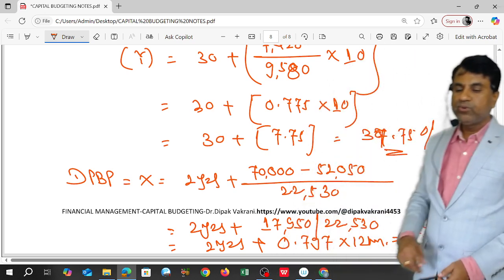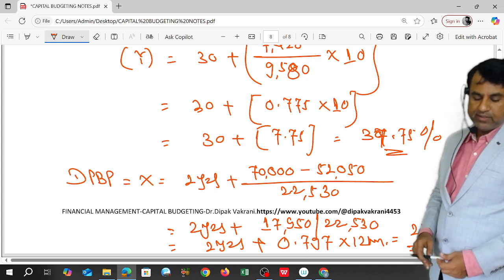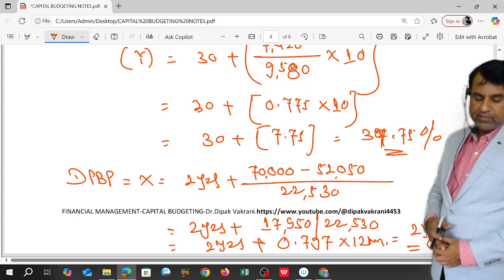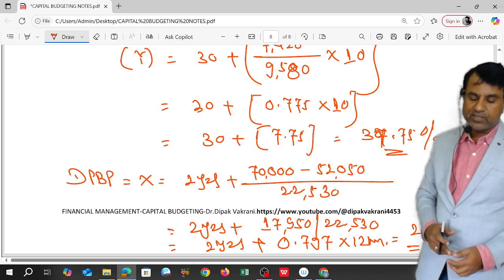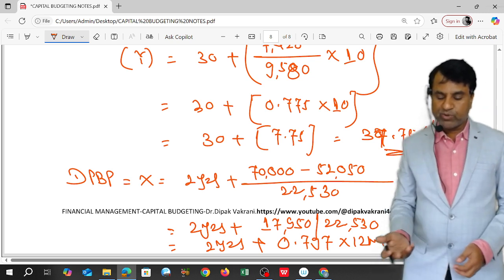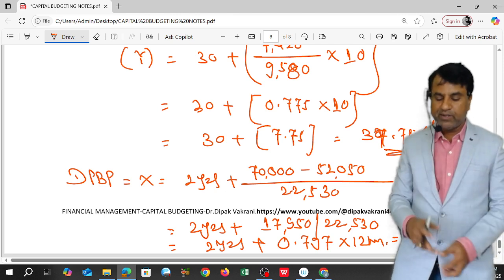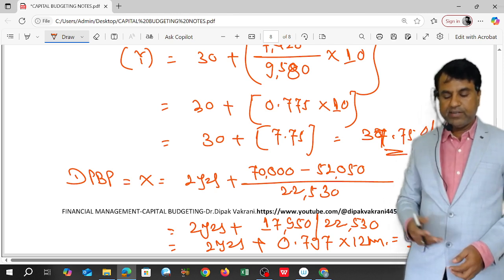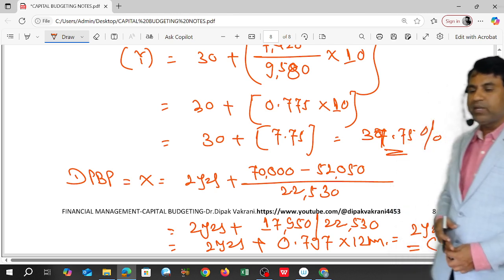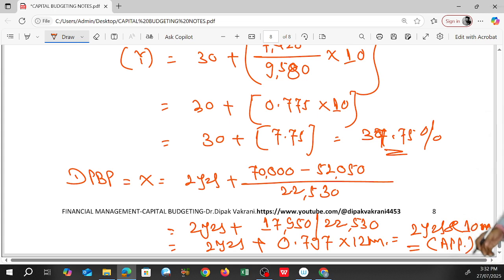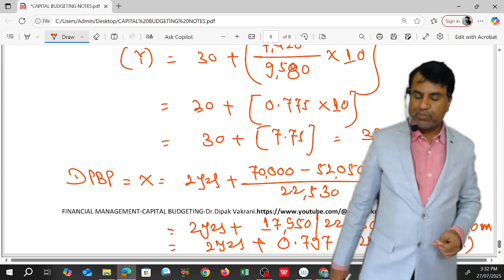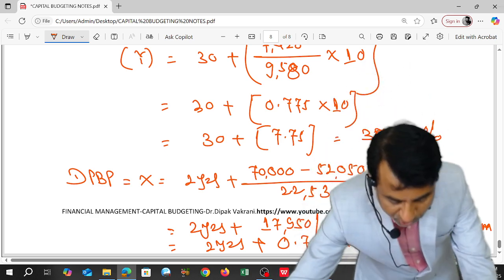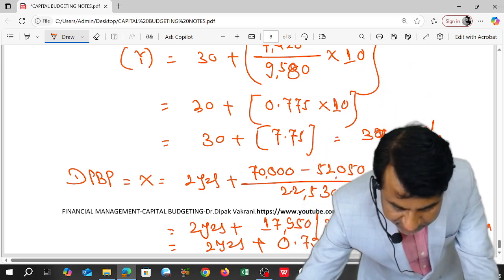Check out here 2 years plus. आप देख सकते हैं the amount to be recovered is 70,000. After 2 years, recovered amount is 52,550 divided by third year discounted cash inflow, because we are calculating discounted payback period. So 22,530, and then obviously the final answer is multiplied with 12 months there, and answer is coming 2 years and 10 months. So this is the discounted payback period for X, and for Y the same procedure is repeated.